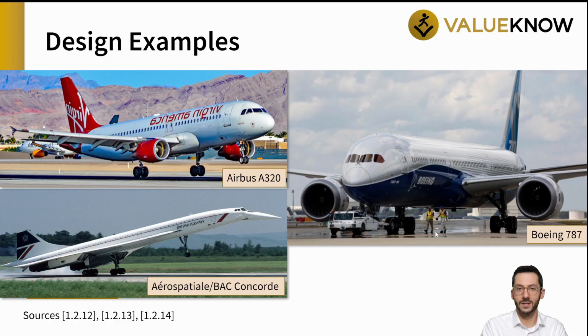Finally, on the right, we see the Boeing 787, also known as the Dreamliner. Introduced in the 2010s, the 787 represents a significant leap in fuel efficiency and passenger comfort. Its design incorporates advanced composite materials, which reduce weight and improve fuel consumption, while also allowing for higher cabin pressure and humidity, enhancing passenger experience. The Boeing 787's innovative design has set new standards for long-haul commercial flights.